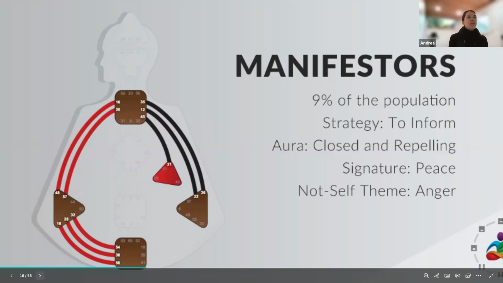Their signature is peace. Signature meaning that when they're working in alignment and doing things that are aligned with their drive to create and initiate things, then they feel peace. And if they're not aligned with that, if they're following things that they think they should be doing, listening to what society is telling them to do, then they'll often feel anger.